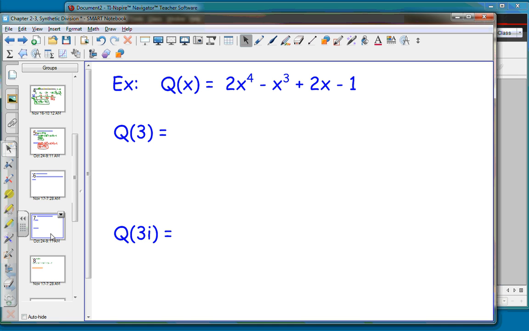Okay, are we ready? Let's do this thing. Let's do synthetic division at 3. So if I do synthetic division at 3, why am I doing it at 3? Because that's what k is, right?